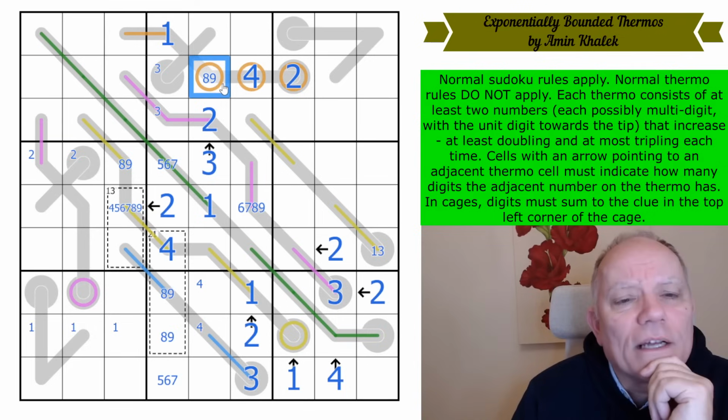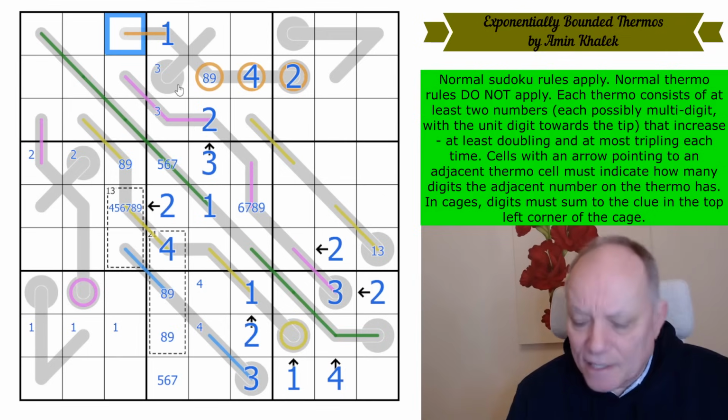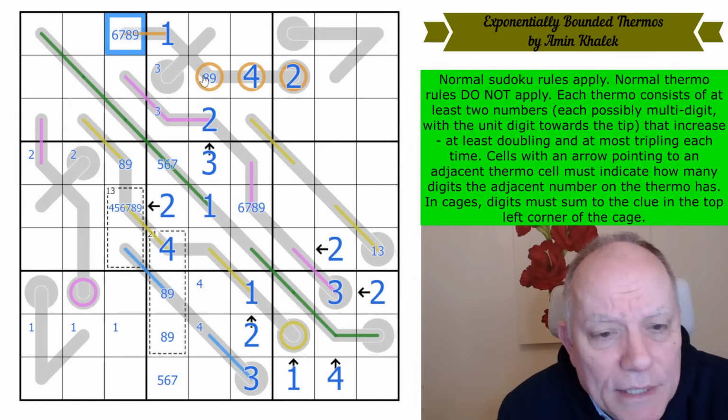That's not true, is it? This has to be at least a 6. In fact, if that's a 9, this is at least an 8. Okay, that is, it is, I just can't get used to what the puzzle is doing.